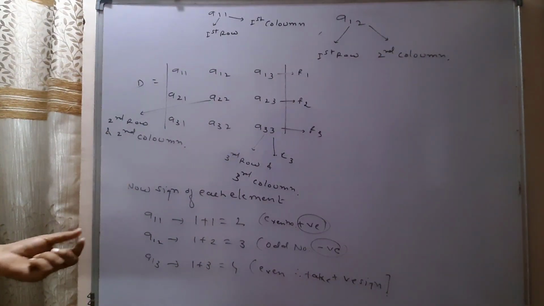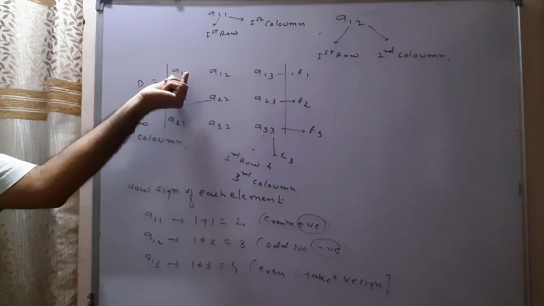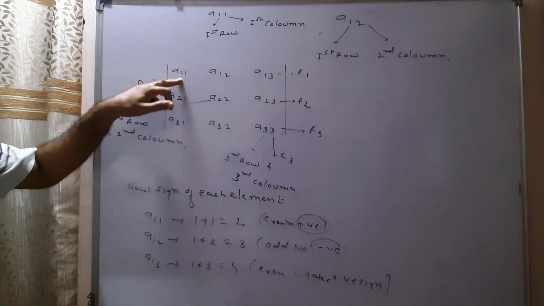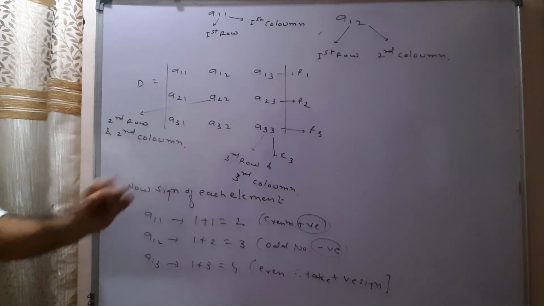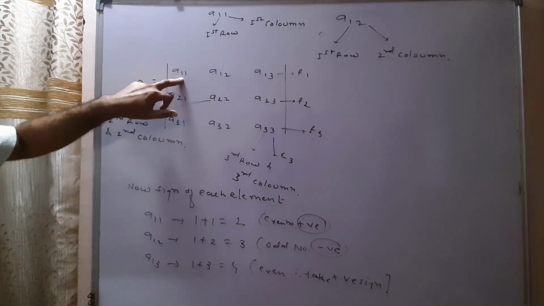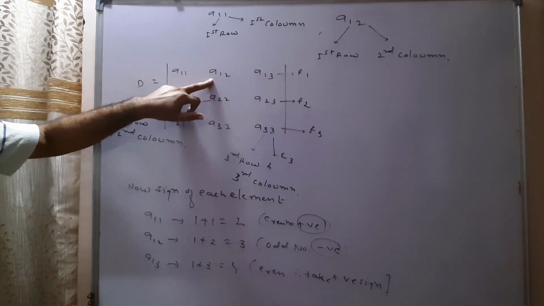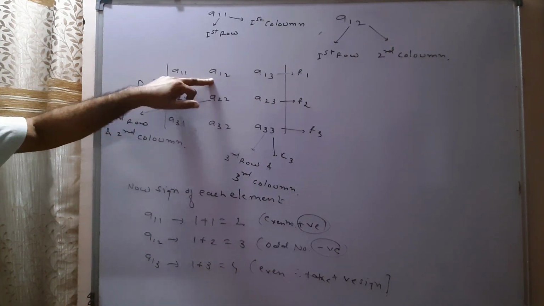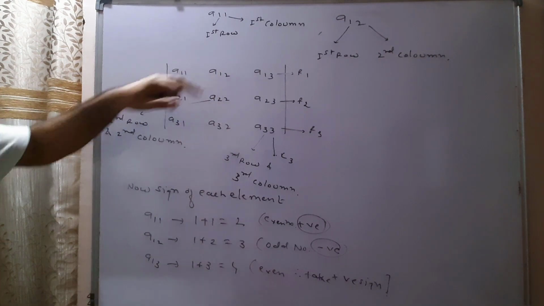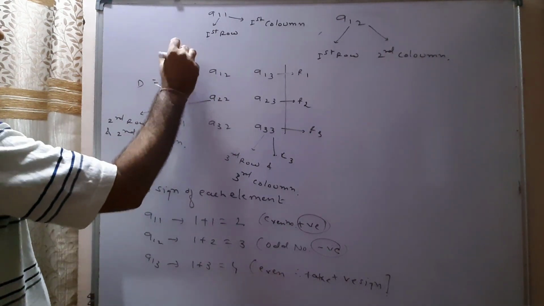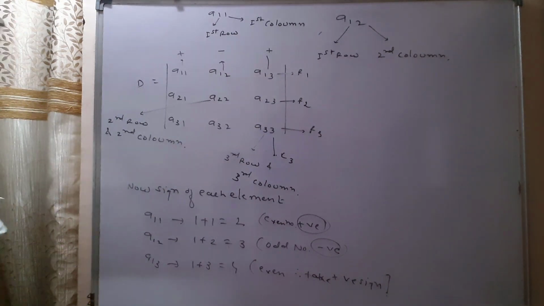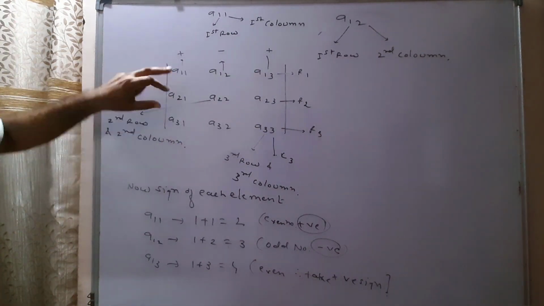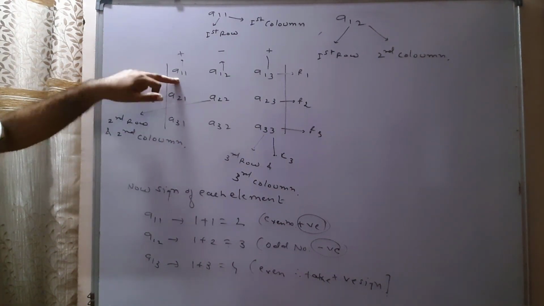So when we take the position of the element where it lies, by using that position we have to decide the sign of each element. In this case, 1 plus 1, that is 2, an even number, so it is plus. A12, that is 3, an odd number, and an odd number has a negative sign. So this is plus, this is minus, this is again plus. In such a way we have to write down the sign position of each element.